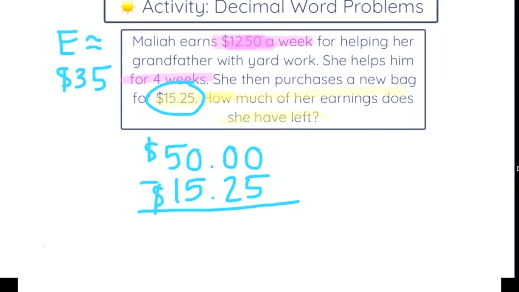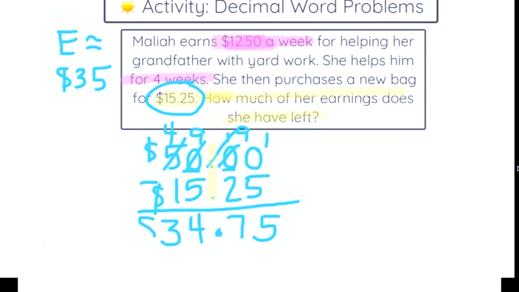So similarly to the problem before, we're going to regroup. And now that we've regrouped, we can actually subtract. So 10 minus 5 is 5, 9 minus 2 is 7. Again, I forgot to bring down those decimals first, which I should have done. Now I can do 9 minus 5 is 4, and 4 minus 1 is 3.